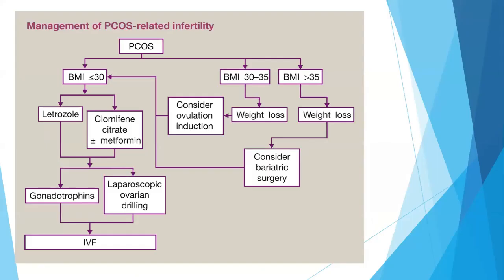So management of PCOS related infertility. If the BMI is less than 30, then we need to go with letrozole, clomiphene citrate. And if it fails, then we have to go with gonadotropins or laparoscopic ovarian drilling. If not, then we have to go for in vitro fertilization. If the BMI is 30 to 35, then first we need to consider weight loss. If the BMI is more than 35, then also we need to first consider weight loss.